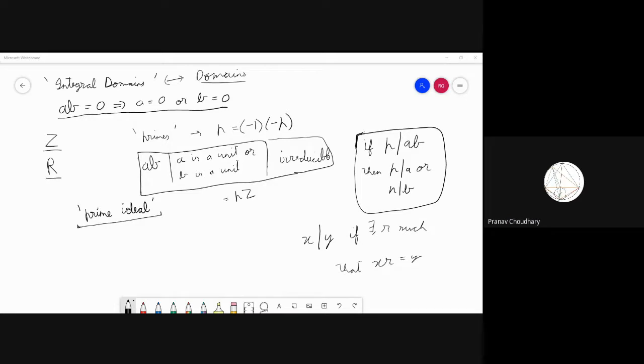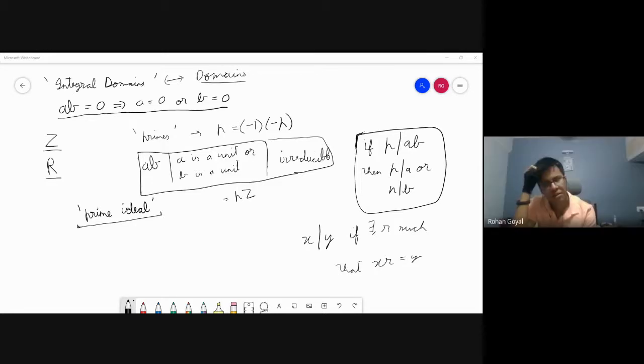Oh, I'm defining that prime ideal only the way. Okay, sure. And then suppose capital P is a prime ideal and A, B, C are other ideals, then PC equal to AB implies PC should be equal to A or PC equal to B. Like we are taking multiplication of these ideals. Okay, sure. Any other definition?